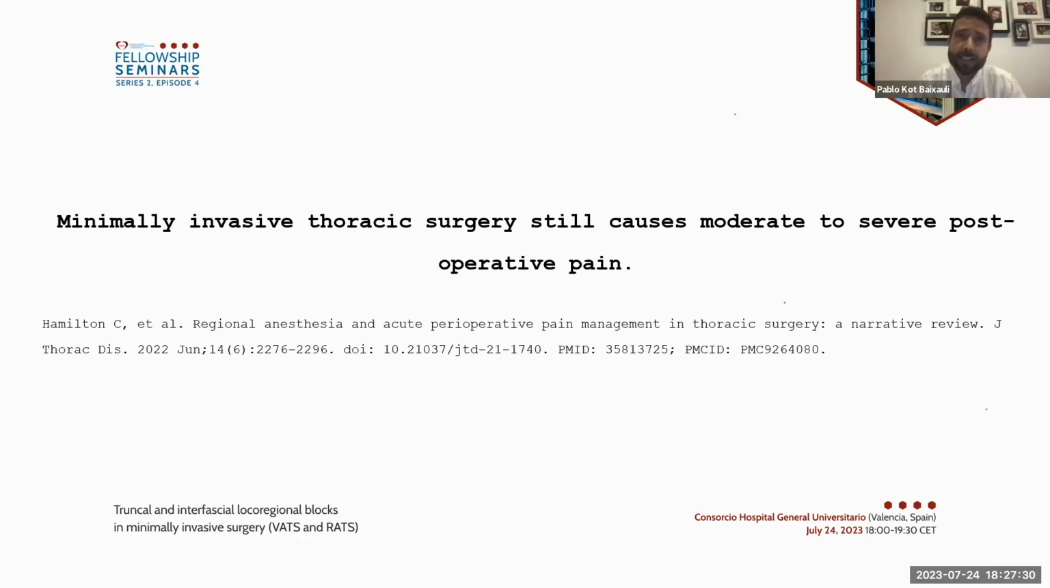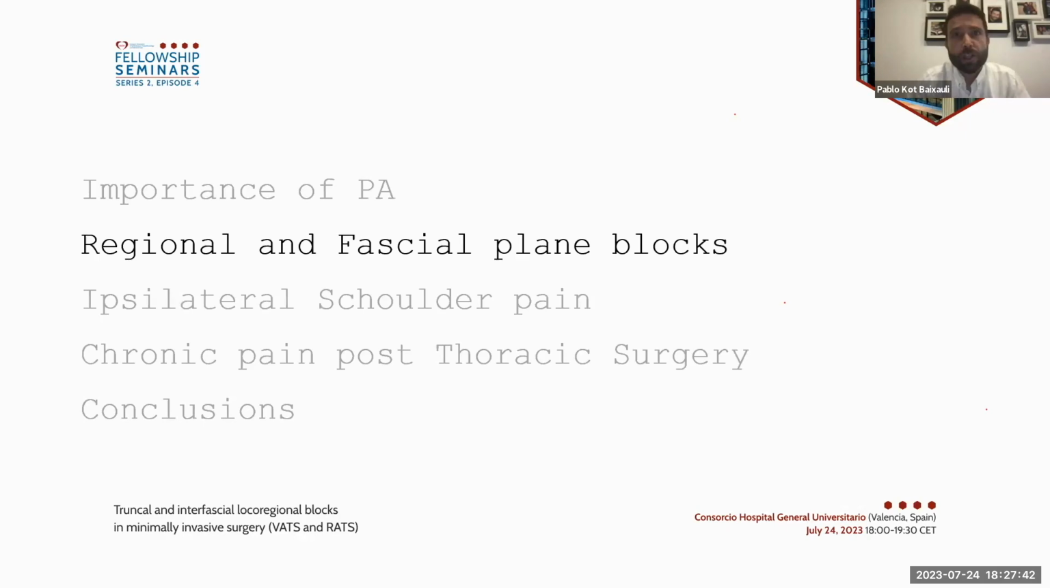Accordingly, it is essential to know the role of regional and fascial blocks to maintain effective analgesia in the postoperative period of these surgeries. So we are going to continue the order of this session by describing the most relevant regional and fascial blocks. Since the previous presentation has already focused on the intraoperative management of regional anesthesia, our focus will be on the blocks that we can perform as analgesic rescue in the postoperative period.